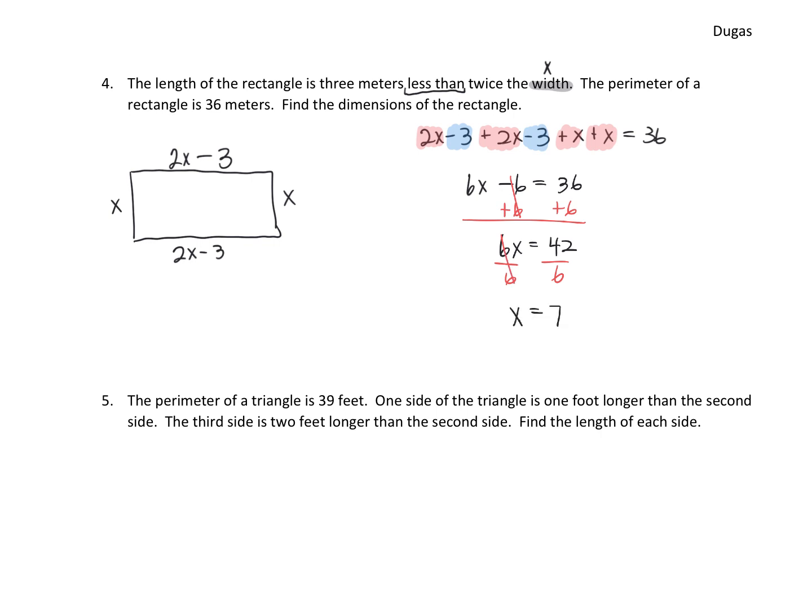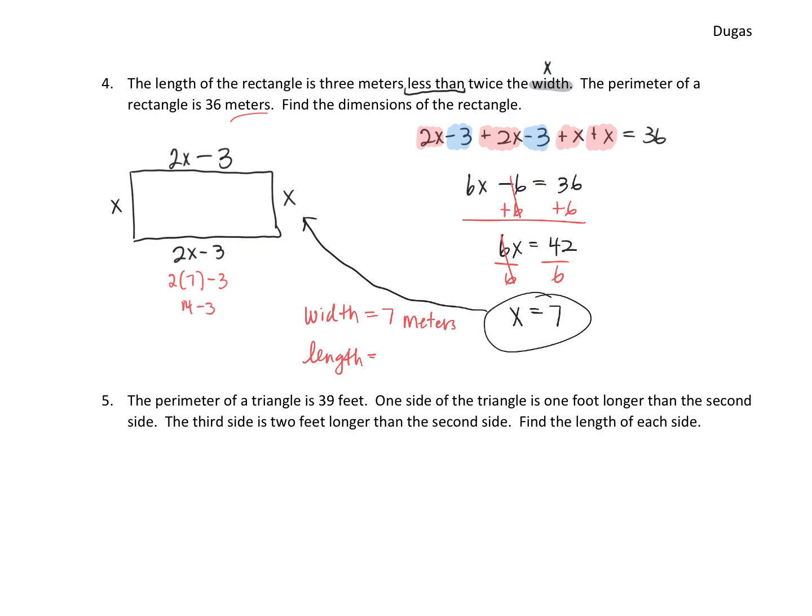So what is that? X we let represent the width. So that means the width is 7 and the unit of measure is meters. So the width is 7 meters. And then we want to find the length, and we'll do that by plugging 7 in for x. So 2 times 7 is 14, minus 3 is 11, so the length is 11 meters.